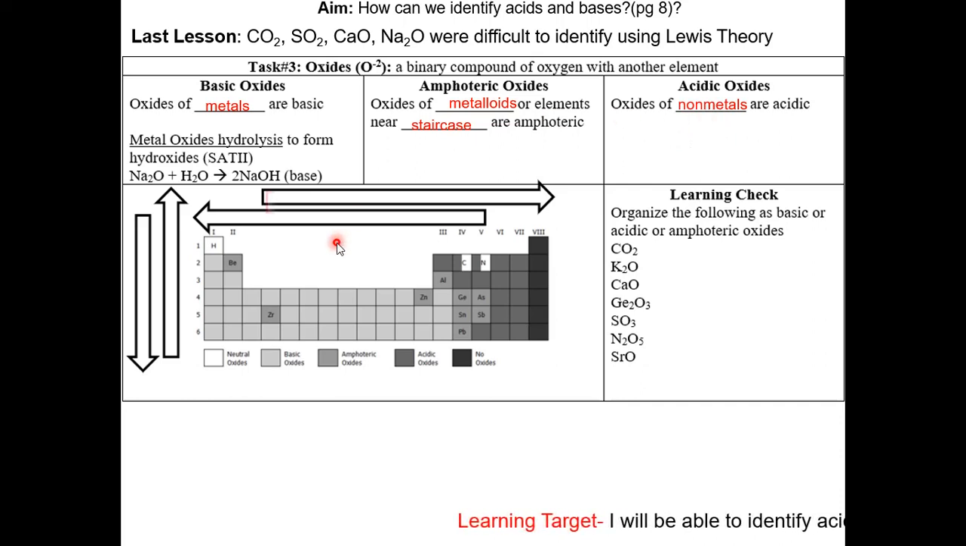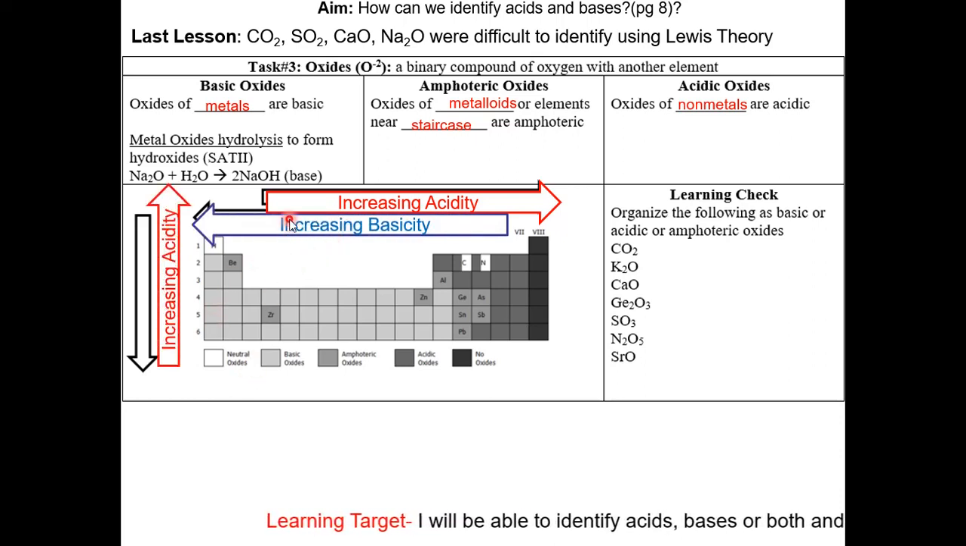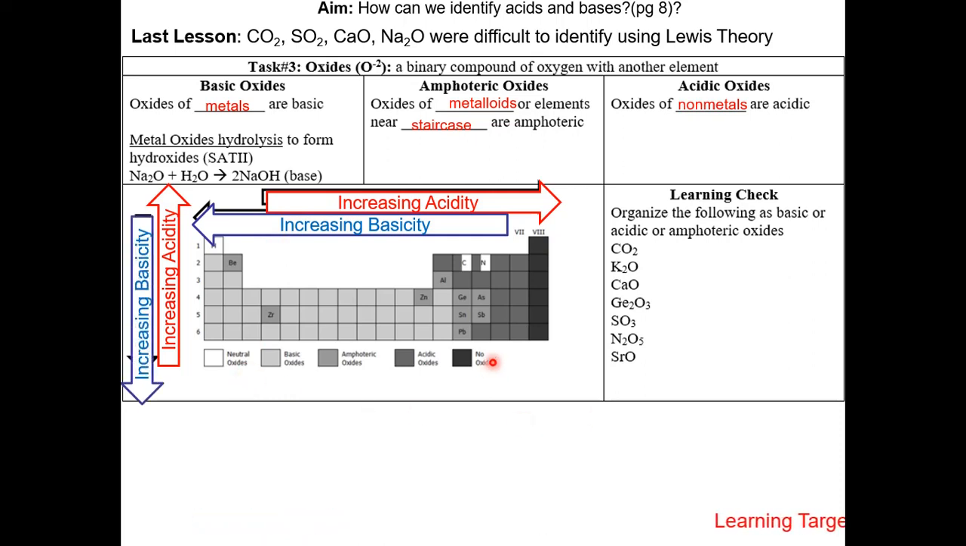Here are the periodic trends. Acidity increases from left to right. Basicity increases from right to left. Acidity increases from bottom to top. And basicity increases from top to bottom. Treat these trends as guidelines because there will be exceptions.